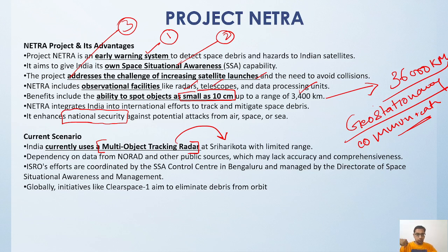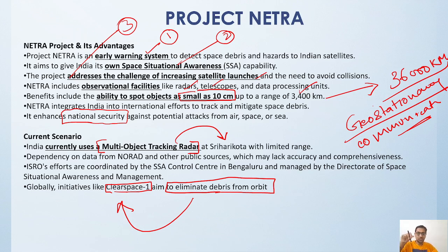Okay, so ISRO has to coordinate with the SSA Control Center in Bangalore and Space Situational Awareness Management in order to get the data. Okay, and there are other global initiatives like ClearSpace-1, which is aiming to eliminate the debris from the orbit. Okay, so there are certain projects going on which are trying to remove the debris also. Tracking the debris and also removing the debris from the track.